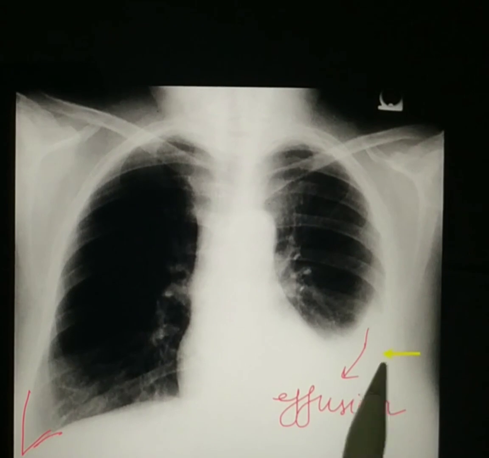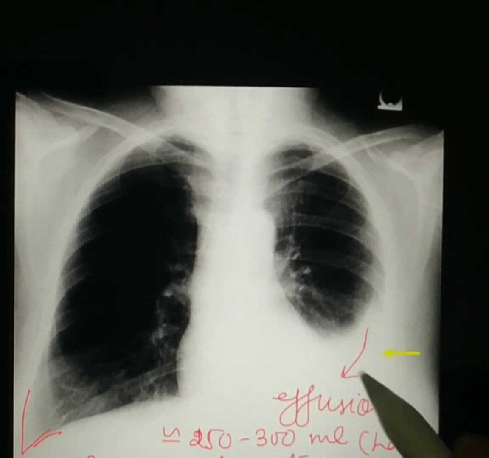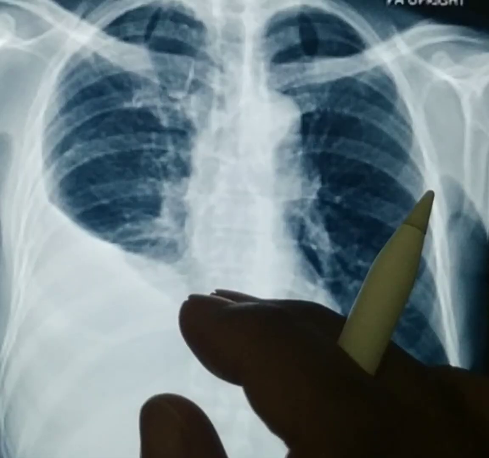The fluid required to obliterate this costophrenic angle is around 250 to 300 ml. This is for lateral costophrenic angle. For posterior costophrenic angle, around 75 ml fluid is sufficient to obliterate the posterior costophrenic angle. So if there is blunting of the costophrenic angle, pleural effusion is present.